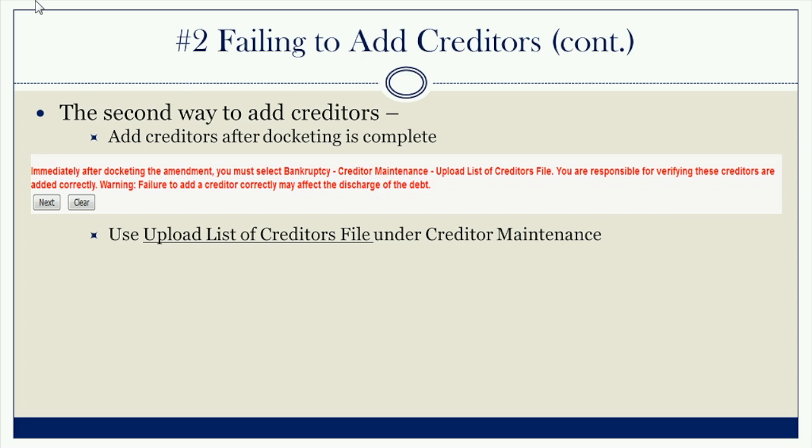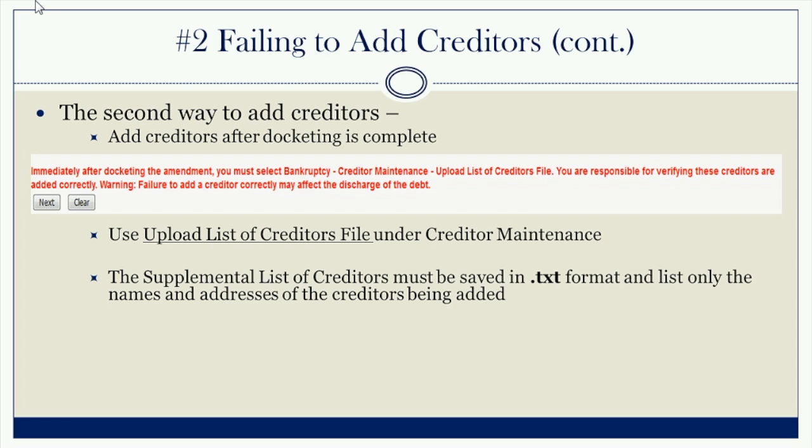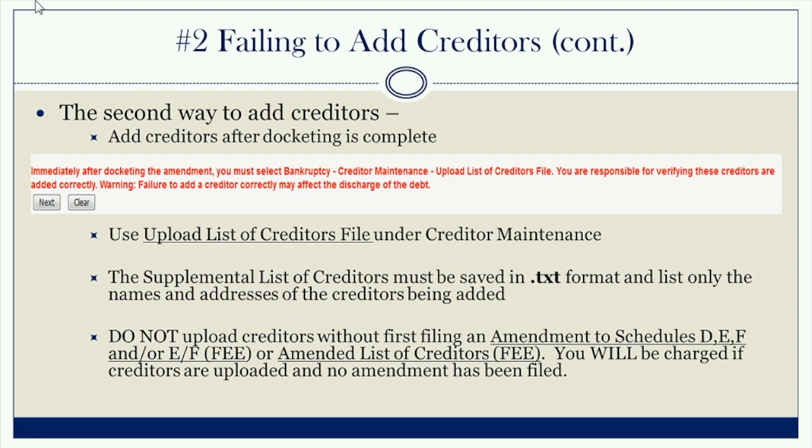Okay, and you need to review the names and addresses for accuracy prior to clicking next. Okay. The second way to add creditors is after the docketing is complete.